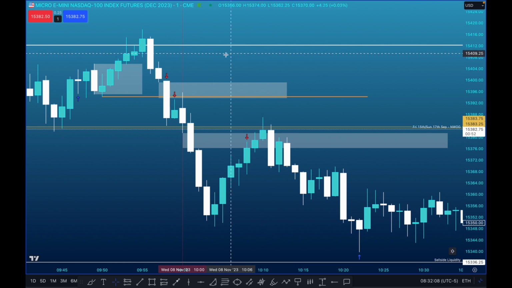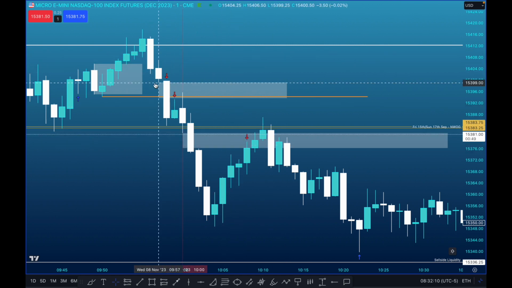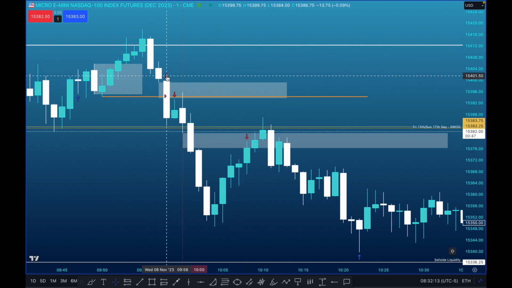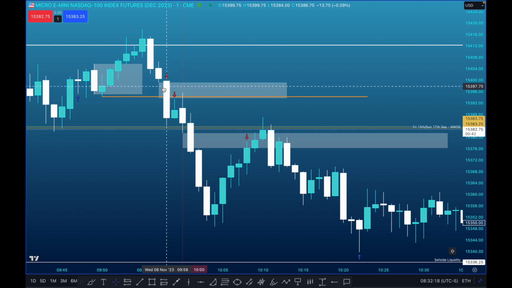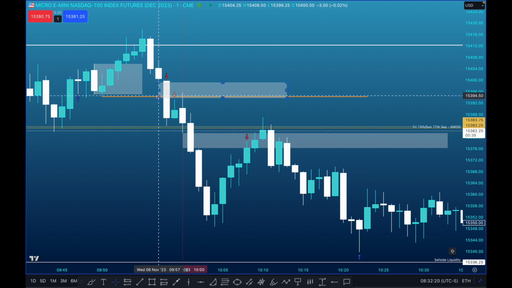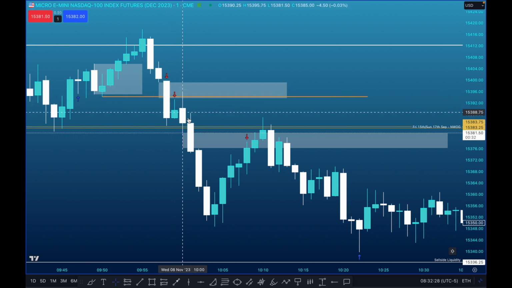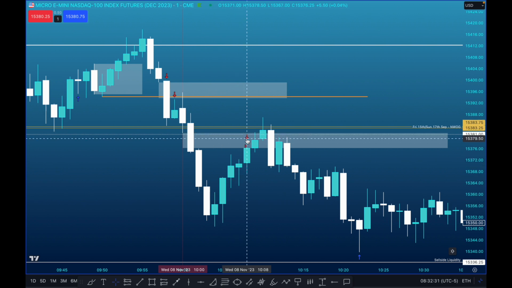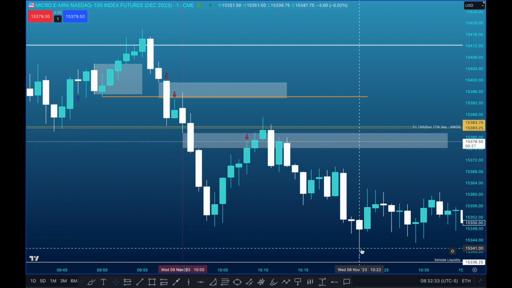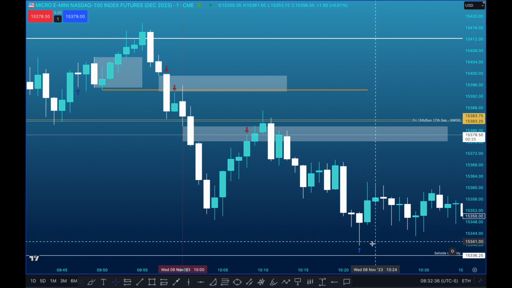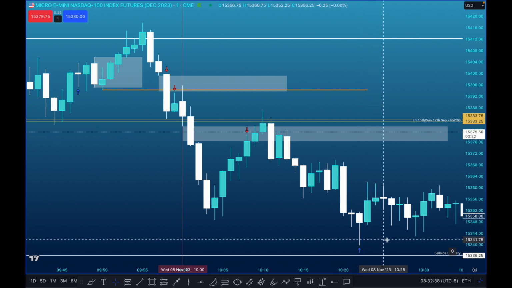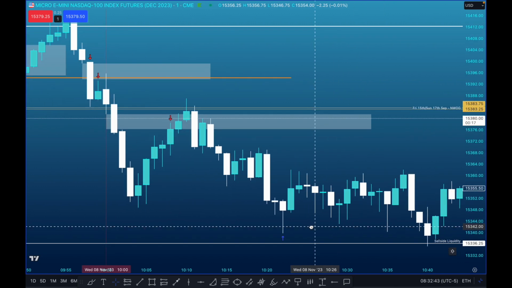Okay, so you can see I went short, so this is zoomed in. I went short at 15394, which is right here. As soon as we wicked up into that, that's where I went short, and then I rode it down here. I added one more here on this fair value gap, and then I got out just down here, where that blue arrow is at the liquidity level.